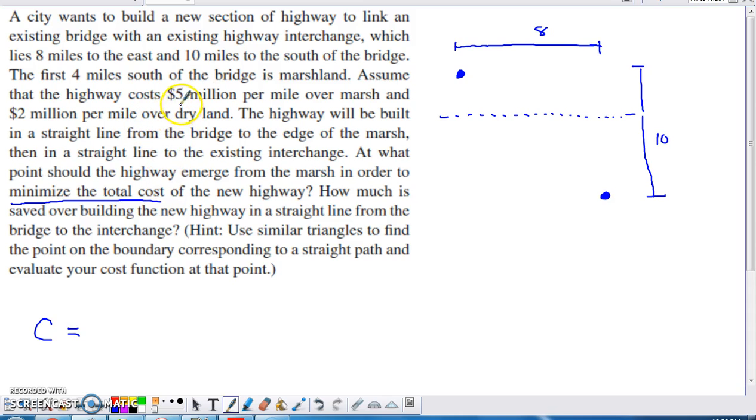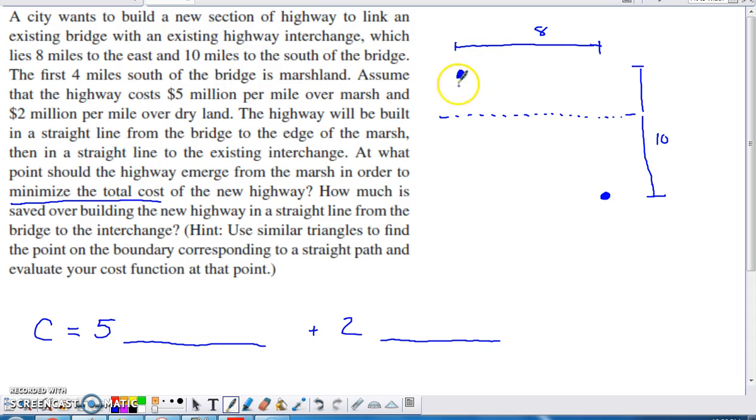So if it costs $5 million per mile to build on the marsh, we know our cost function is, and I'm just going to have the units of my cost function being millions of dollars. I can carry the 5 million into my cost function, but I'm not going to do that. I'm just going to say this cost is measured in millions of dollars. So I've got $5 million times however many miles of the highway are being built on the marsh, plus $2 million per mile times however many miles are being built on the dry land.